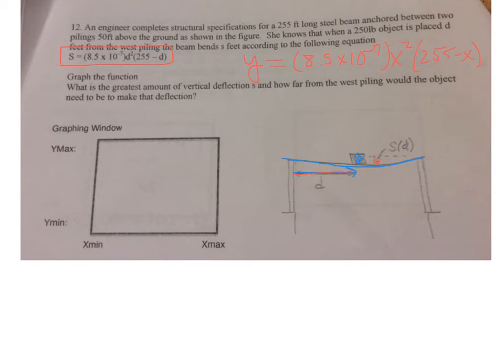And x is the D distance from this west piling, this left piling, and this is the right one. And this blue is a piece of steel that's in between. It's going to bend. Now it's 255 feet long. So if D is what we're going to have our x variable be, then our minimum x is 0 and our maximum x is 255.